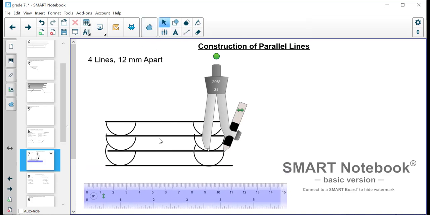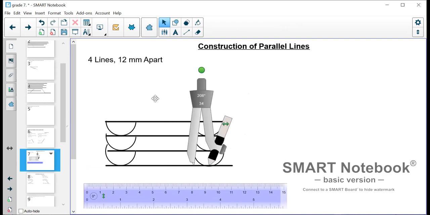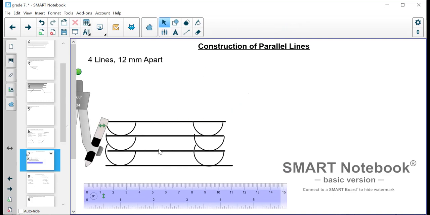They are the same distance apart, each one of them, 12 mm apart, and they go in the same direction, they go side by side, and they never meet at a point, no matter how long you draw them, right? So that's one way in obtaining parallel lines when you're given a specified distance apart, all right?